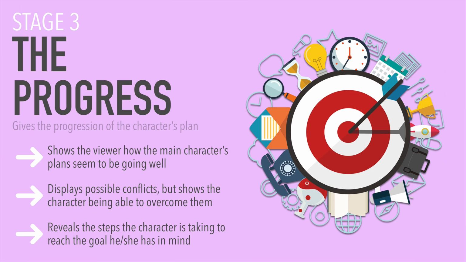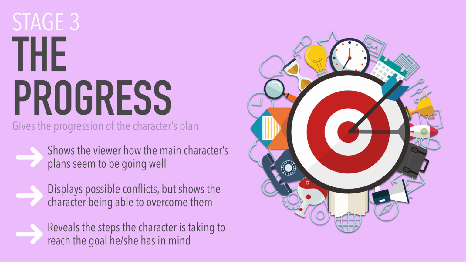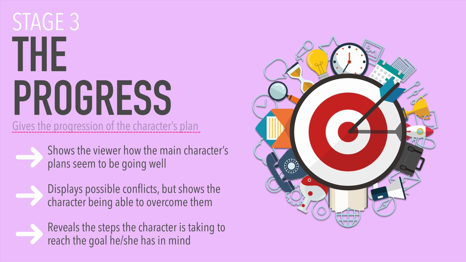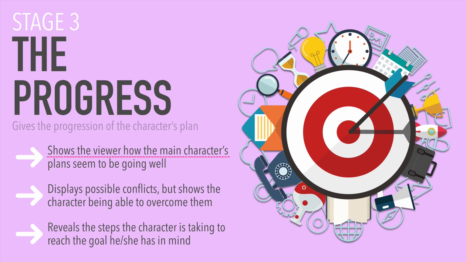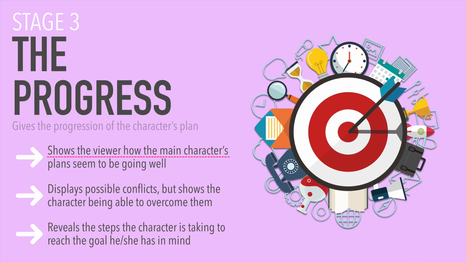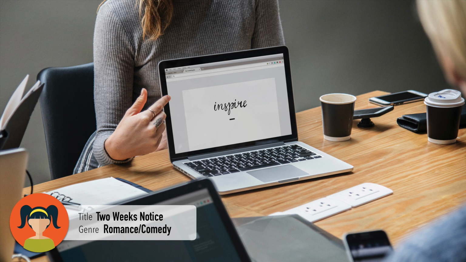All right, now moving on to stage number 3, the progress. This stage gives the progression of the character's plan, okay? It shows the viewer, which is you again, how the main character's plans seem to be going well. Also displays possible conflicts, but shows the character being able to overcome them, and then reveals the steps the character is taking to reach the goal he or she has in mind. So again, let's see some examples of this.